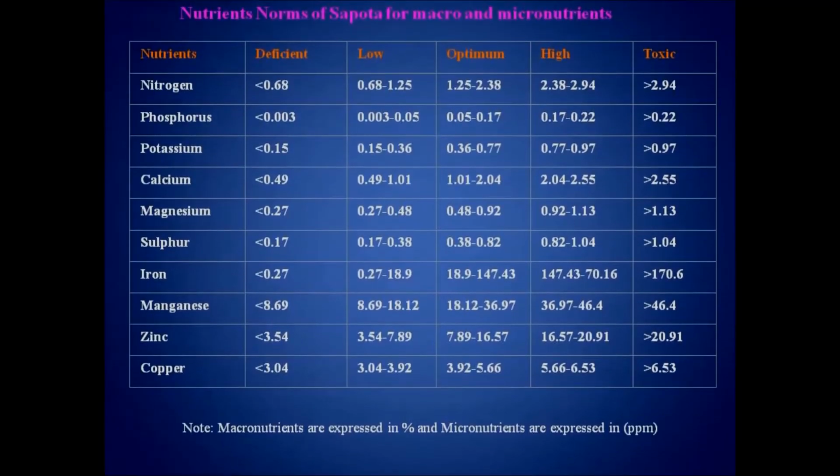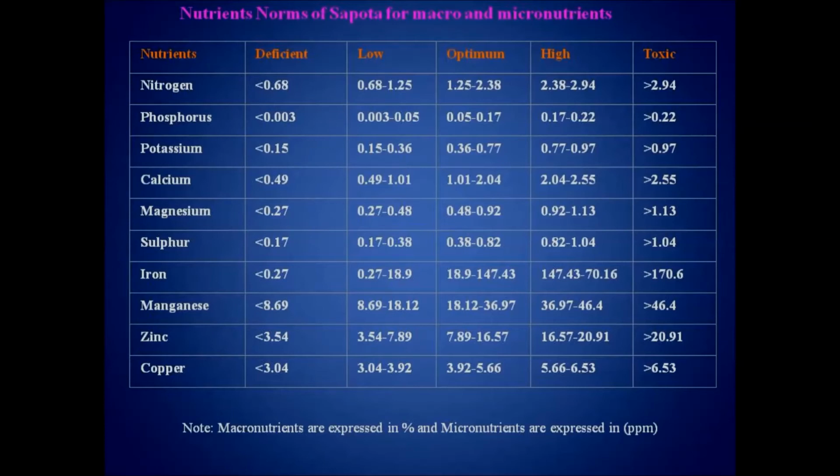This is the table representing the nutrient norms of Sapota for macro and micronutrients. These nutrient norms are developed from the high yielding population of leaf samples of Sapota. Here, the 10th leaf from the top is selected as the leaf sample. These nutrients are classified according to standard deviation only. Previously I told you how I classified the samples as deficient, low, optimum, high and toxic.